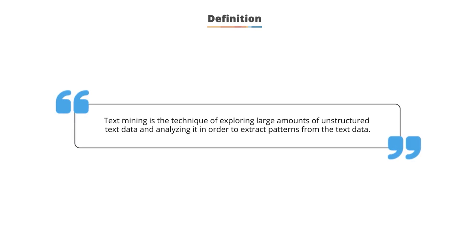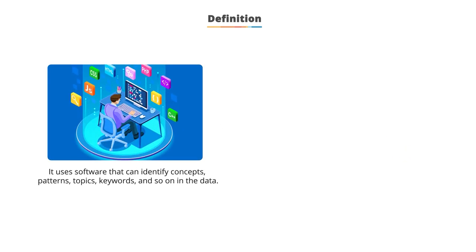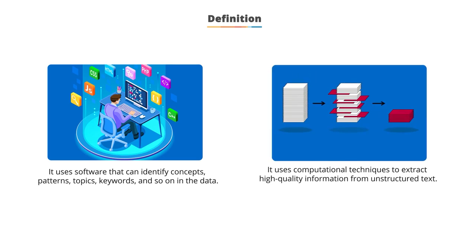Let's first understand what text mining is. Text mining is the technique of exploring large amounts of unstructured text data and analyzing it in order to extract patterns from the text data. It is aided by software that can identify concepts, patterns, topics, keywords, and other attributes in the data. It utilizes computational techniques to extract and summarize the high-quality information from unstructured textual resources.